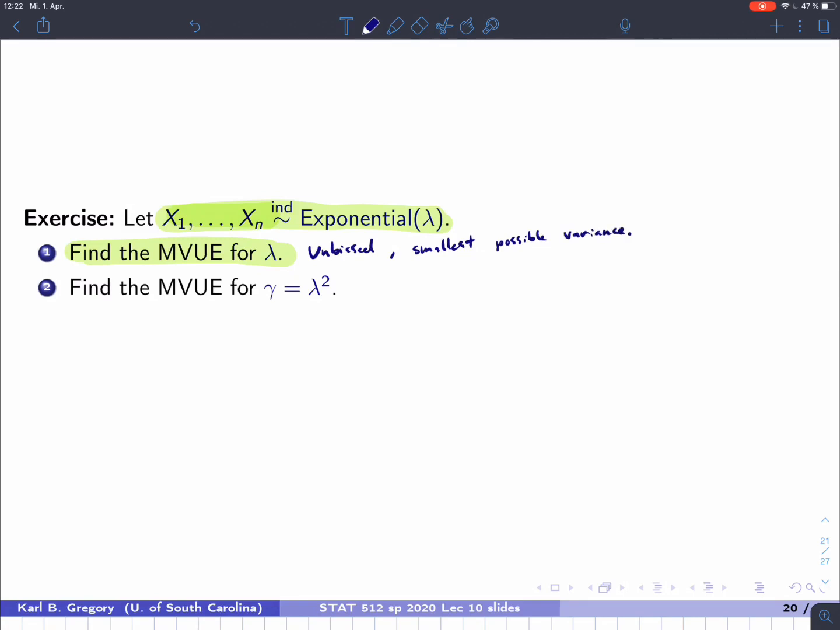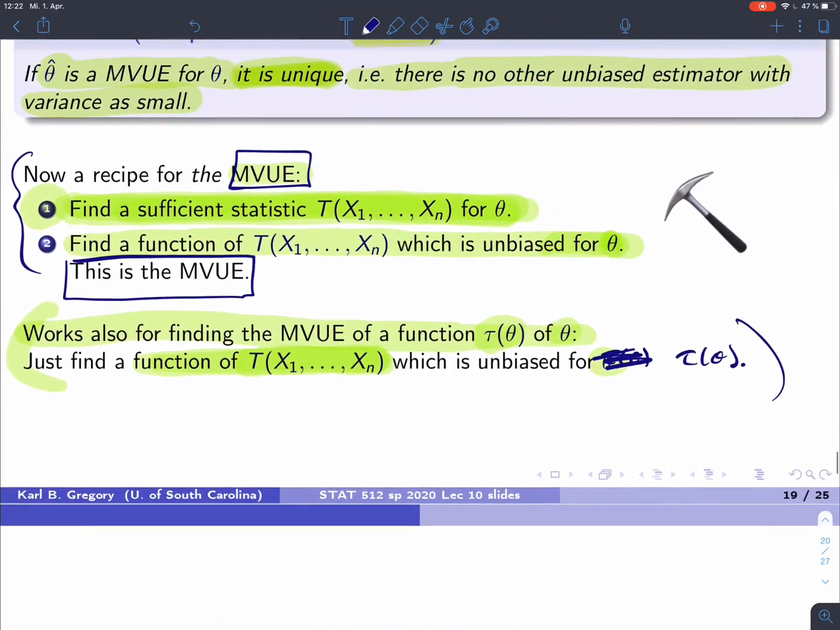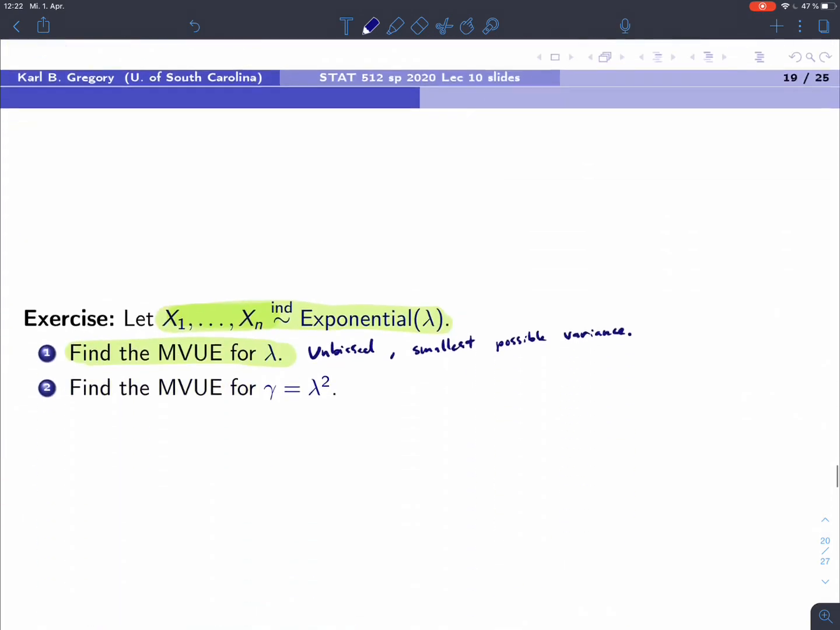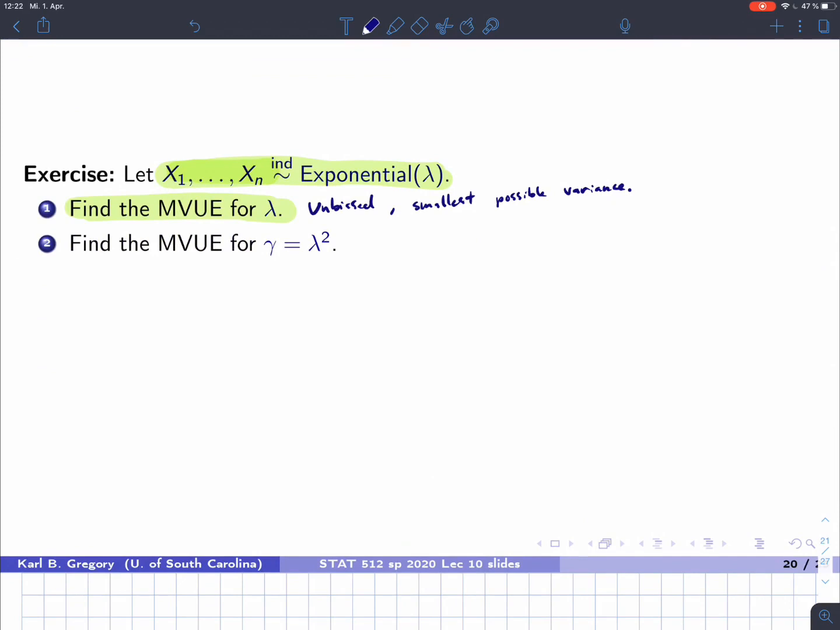All right. In order to find this estimator, which is unbiased and has the smallest possible variance, we're going to use this two-step procedure. So first, I need to find a sufficient statistic for my parameter. Okay, how do I find a sufficient statistic? So we want to find a sufficient statistic for lambda.